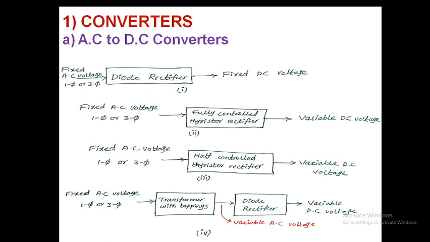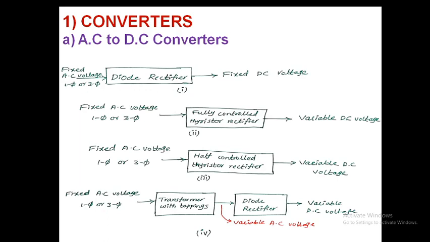So coming to the converters, the first type of converter is the AC to DC converters. There are various ways to convert AC to DC. If the input is a fixed AC voltage, either single phase or three phase, by using a diode bridge rectifier we can convert that fixed AC voltage to a fixed DC voltage. One is by using a diode bridge rectifier or diode rectifier.